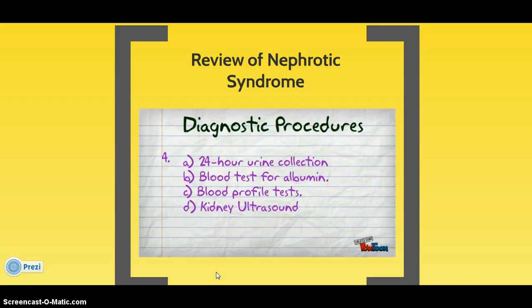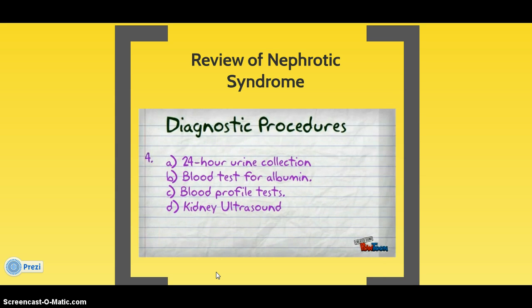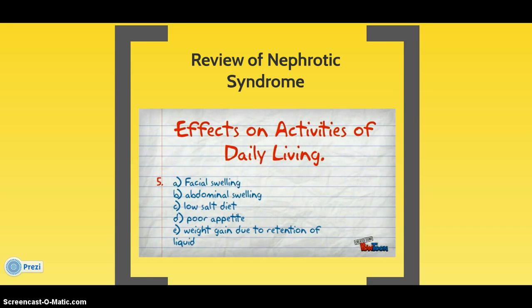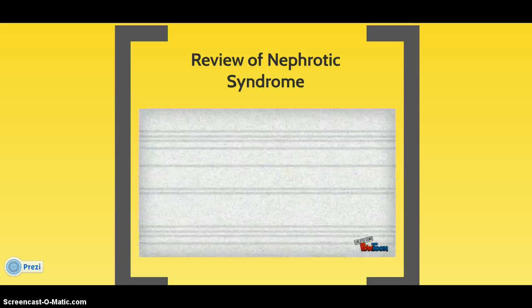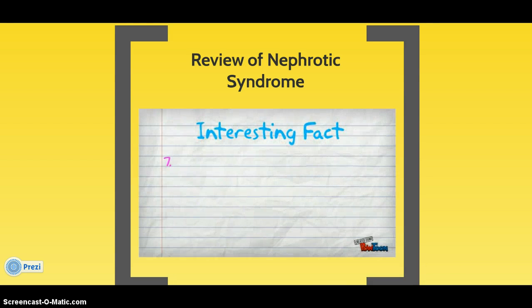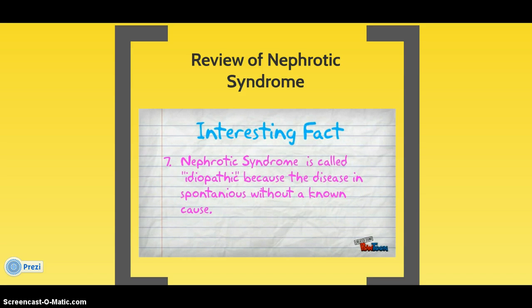Diagnostic procedures: 24-hour urine collection, blood test for albumin, blood profile test, and kidney ultrasound. Effects on activities of daily living: facial swelling, abdominal swelling, low salt diet, poor appetite, weight gain due to retention of liquid. Prognosis: various causes. Some patients have spontaneous recoveries and others worsen despite going through therapy. Interesting fact: nephrotic syndrome is called idiopathic because the disease is spontaneous without a known cause.